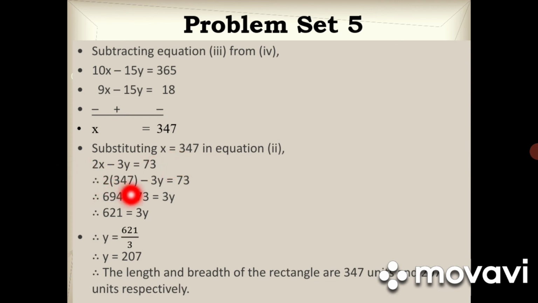Substituting x is equal to 347 in equation 2, 2x minus 3y is equal to 73. Therefore 2 into 347 minus 3y is equal to 73. Therefore 694 minus 73 is equal to 3y. Therefore 621 is equal to 3y. Therefore y is equal to 621 upon 3, and therefore y is equal to 207. Therefore the length and breadth of the rectangle are 347 units and 207 units respectively.